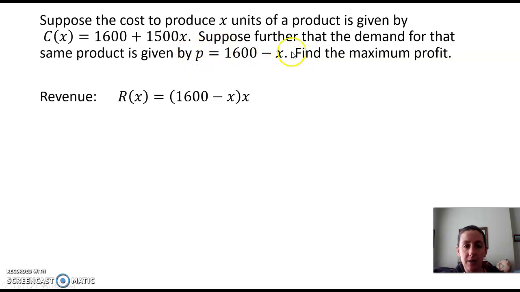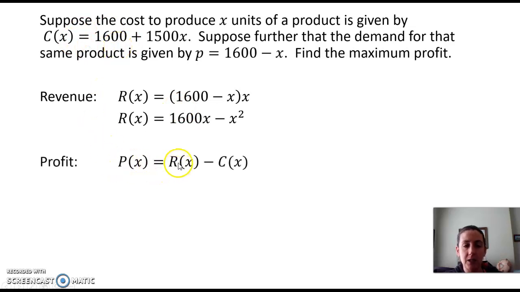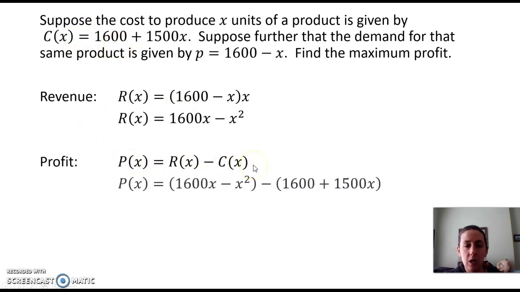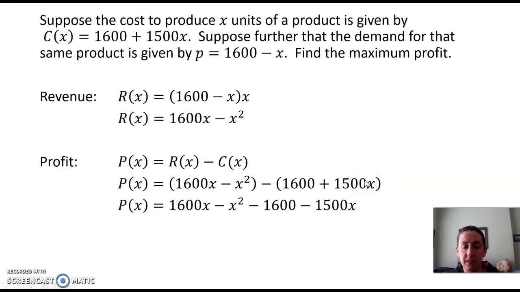So I can take this price times this quantity, distribute the x to get a revenue function of 1,600x minus x squared. So now I have a revenue function and a cost function. I can find my profit by doing revenue minus cost. Remember, I'm subtracting the entire cost function, so I need to subtract the 1,600 and the 1,500x. Combine my like terms, and I get that my profit function is negative x squared plus 100x minus 1,600.